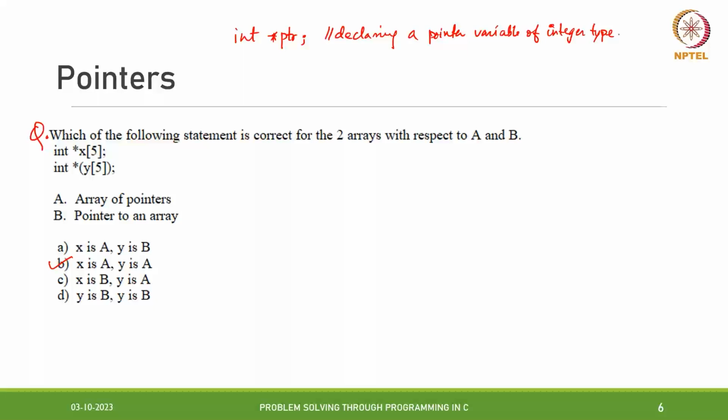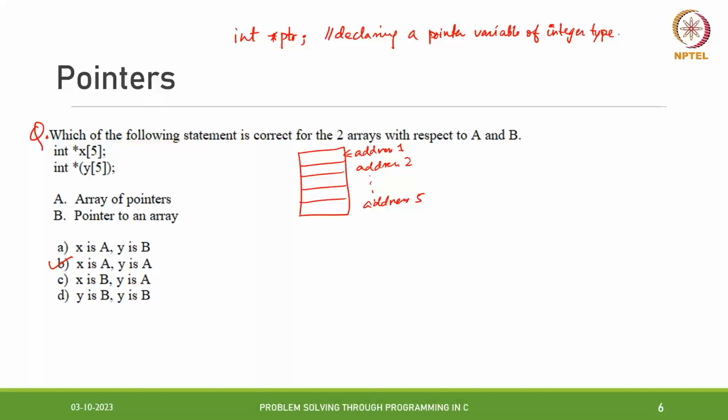So what do I mean when I say array of pointers is that there are 5 elements here, and each has the capability of storing an address. So you can store, say, address 1, address 2, address 3 up to address 5. You can store 5 addresses in this array. So it is an array of pointers. Similarly, the second one, y, is also the same. Both of these ways of declaration are ways of declaring an array of pointers.